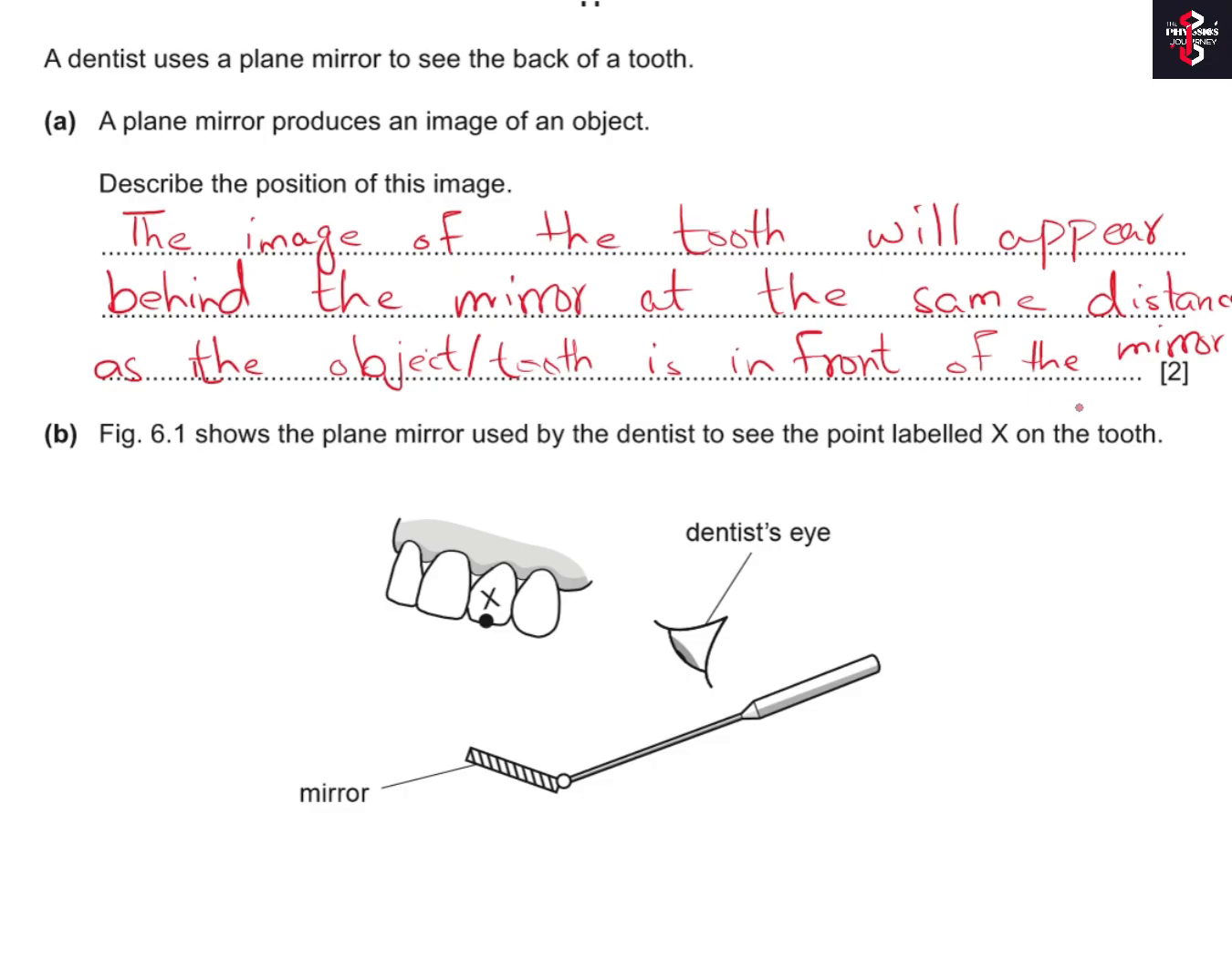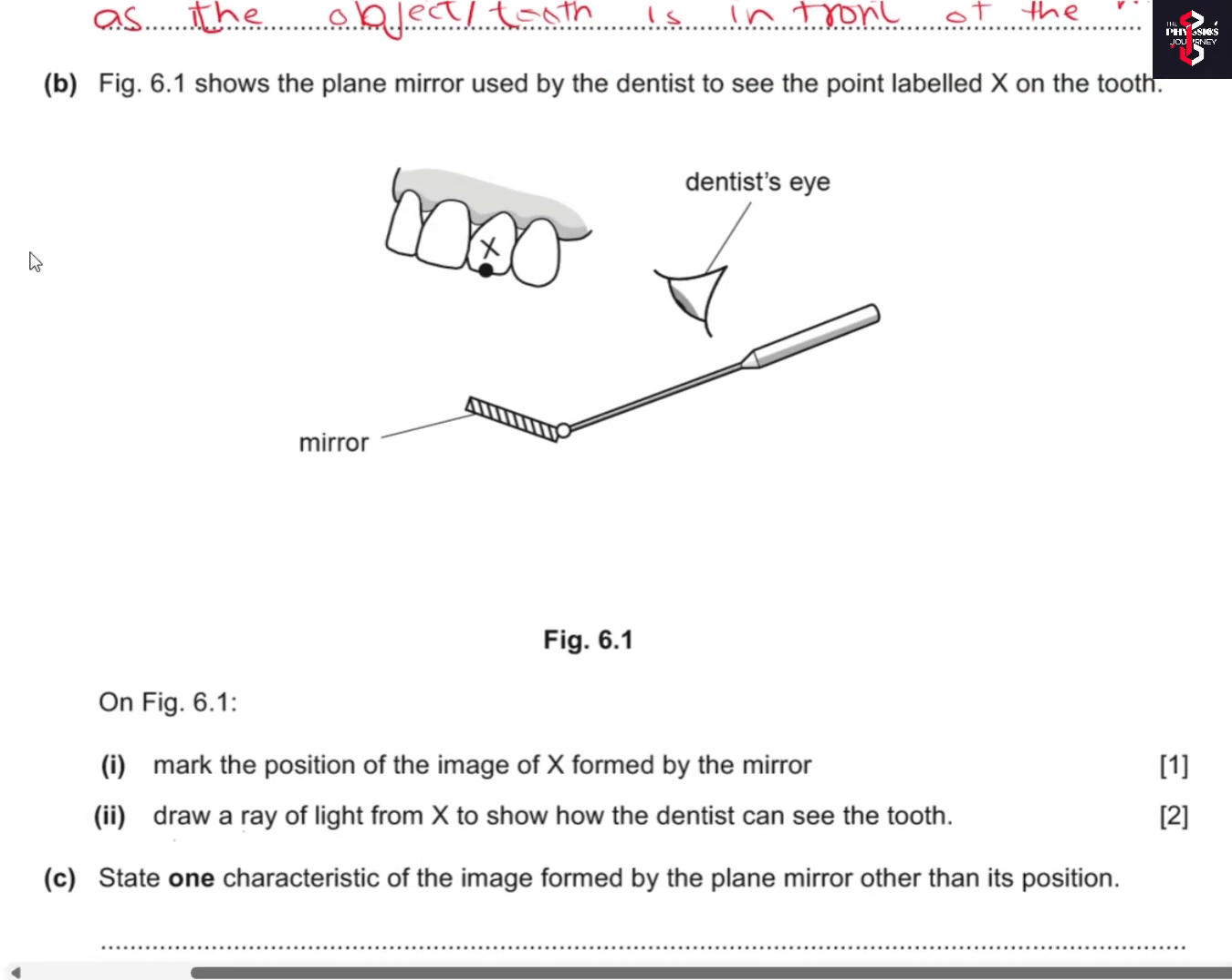Part B shows a plane mirror used by a dentist to see a point labeled X on the tooth. This is the diagram. This is the mirror. This is the eye of the dentist, and he wants to see this X point on the mirror. We are asked to mark the position of the image of X formed by the mirror, and draw a ray of light from X to show how the dentist can see the tooth.